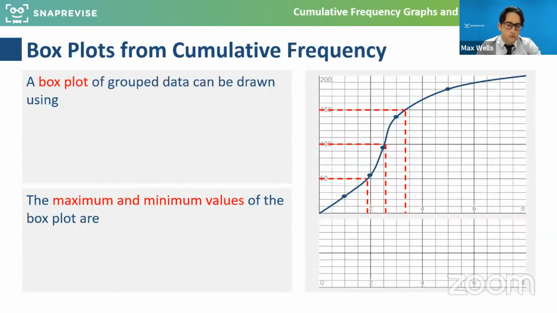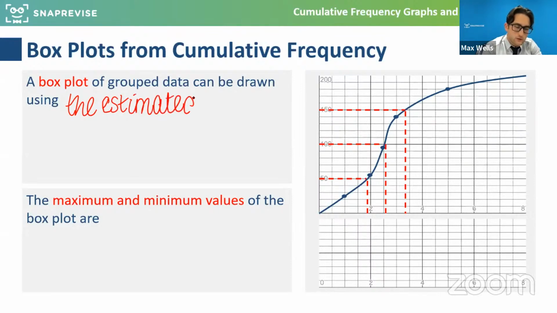Now, another really important point, and I've seen this in quite a few statistics A-level mock exams, but also specimens and papers that relate to the real exam. They could ask you to use a box plot and a cumulative frequency together. So a box plot of group data can be drawn using the estimated quartiles. And just think, why is it estimated? When we use a cumulative frequency, why is it estimated? And they can ask you to comment on that.